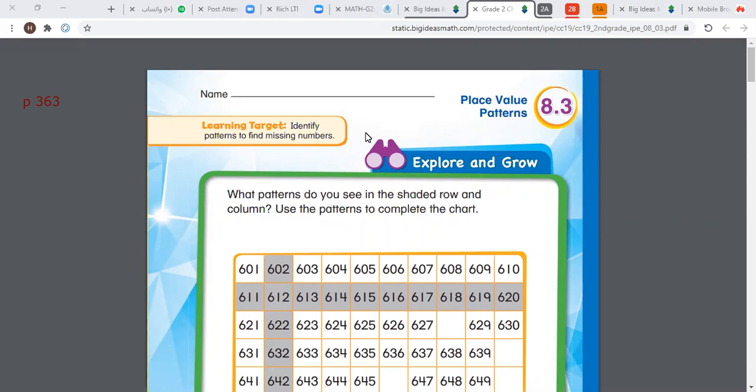Let's start our today's lesson. Our today's lesson is lesson number 3 in chapter 8. Please value better.